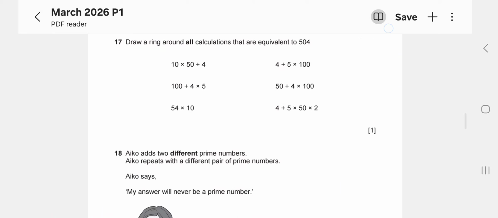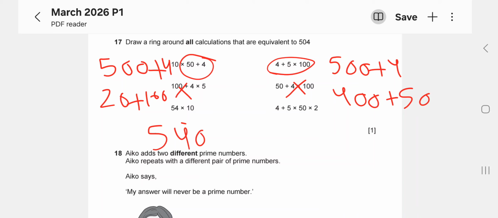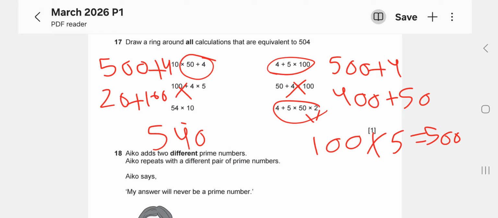Calculations to make 504. Let's try the first one. 10 times 5, 50. 500 plus 4, so this is correct. 5 times 100, it will be 500 plus 4, 504, this is correct. 4 times 100, 400 plus 50, so not correct. 4 times 20, 20 plus 100, not correct. 54 times 100, 50, 540, no. And let's try the last one. 2 times 50, this will be 100 times 5, 500 plus 4, so this is correct.